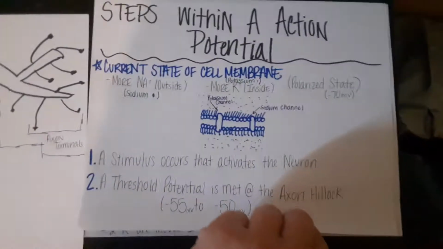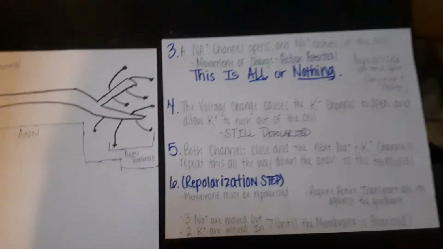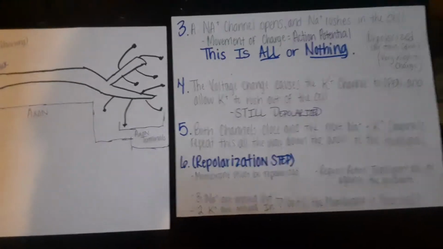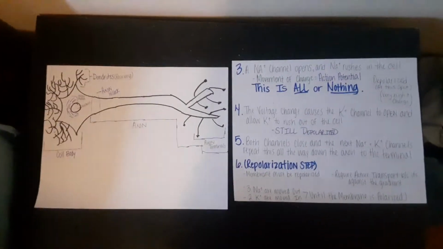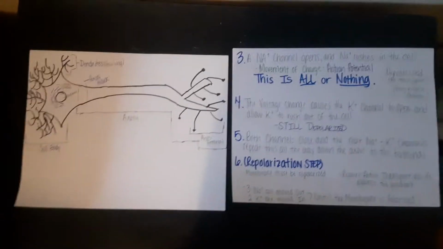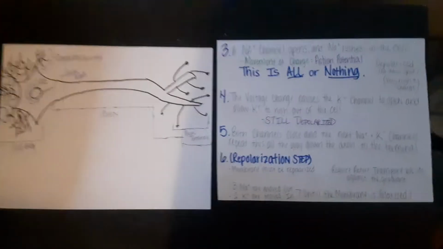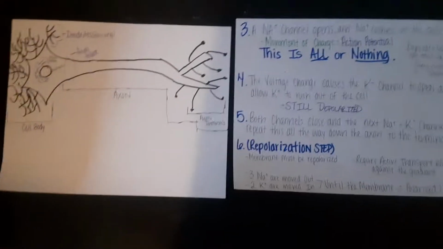Then, next, after that, the sodium channels start to open right here at the axon hillock, and the sodium starts rushing into the cell. And this sodium rushing into the cell is the actual action potential. Now, this is an all or nothing thing, which means that either it'll happen and all of the sodium will rush in, or nothing will happen, depending on the threshold potential. At this point, the neuron starts to become depolarized, which means it's very high in a positive charge.